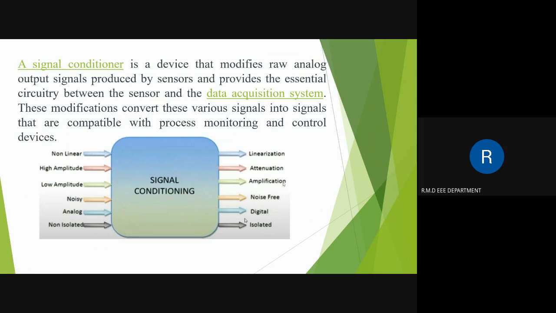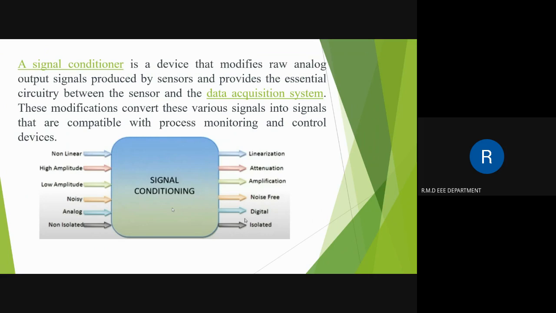The signals may be non-linear and are required to be converted into linear form. The signals may be analog and it is required to convert them into digital, then we need signal conditioning. And sometimes the signal may be digital and we need to convert it into analog form, so we need signal conditioning. And in order to improve the quality of the digital signals, we need signal conditioning.